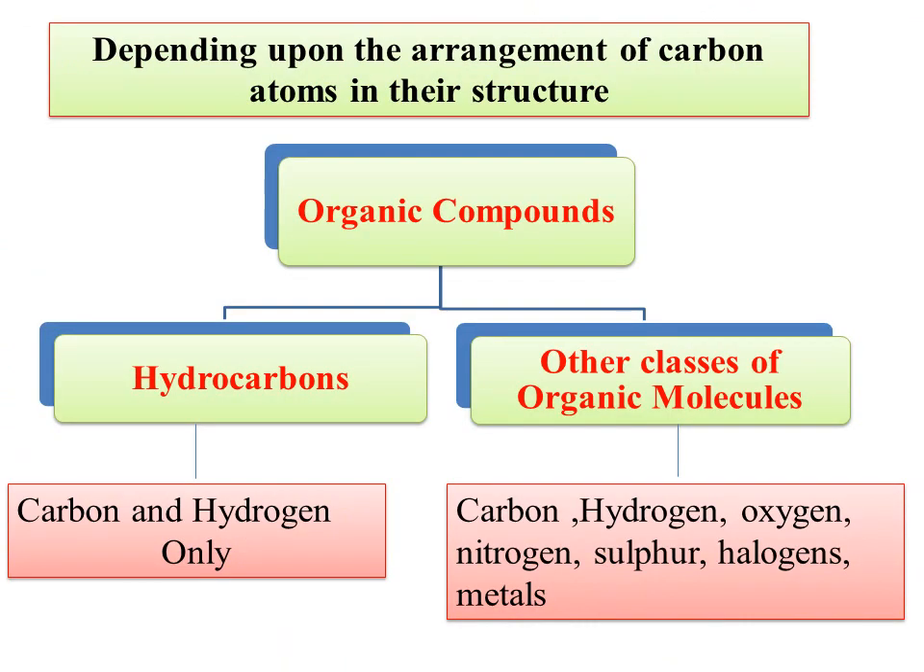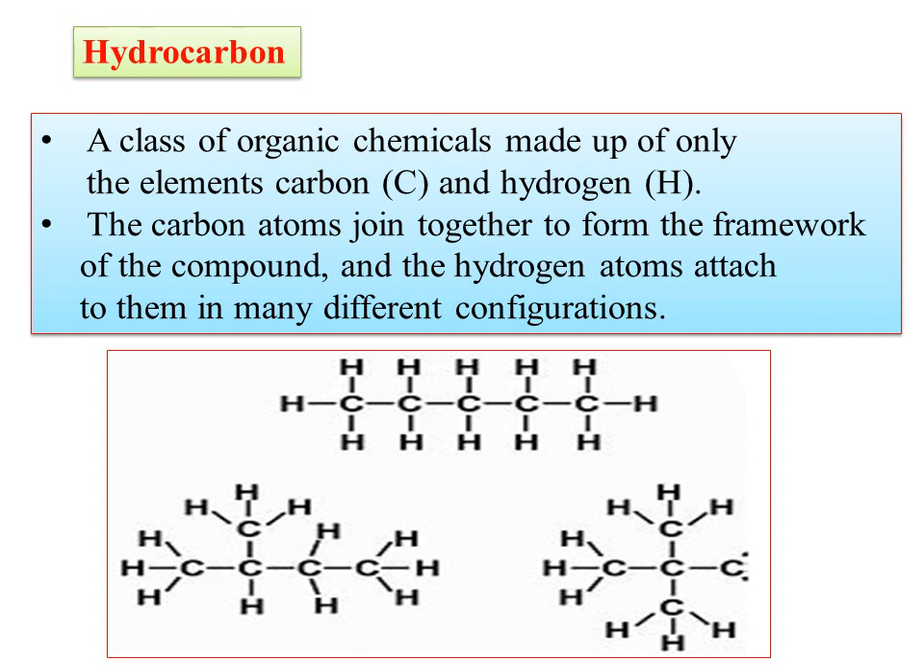Hydrocarbons are the organic compounds which contain only carbon and hydrogen. We are going to classify them as hydrocarbons. Apart from carbon and hydrogen, organic compounds may also contain oxygen, nitrogen, sulfur, halogens and metals. So in that case, we are going to classify the organic compounds into pure hydrocarbons and, apart from hydrocarbons, other classes of organic compounds. Hydrocarbons are a class of organic compounds which are made up of only carbon and hydrogen.